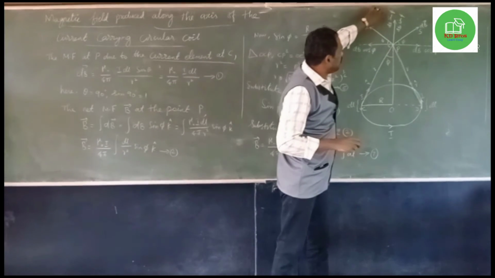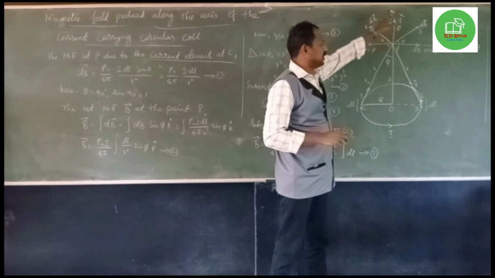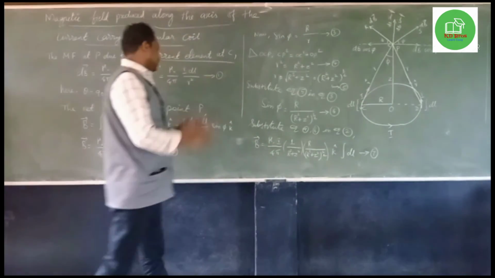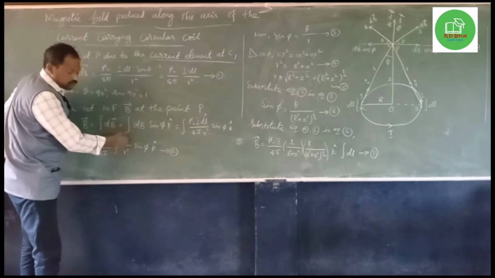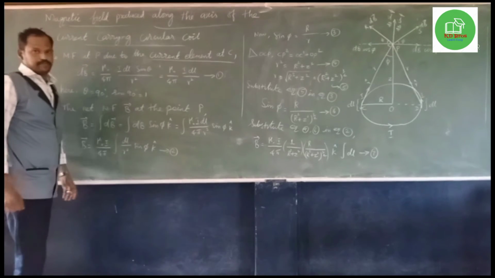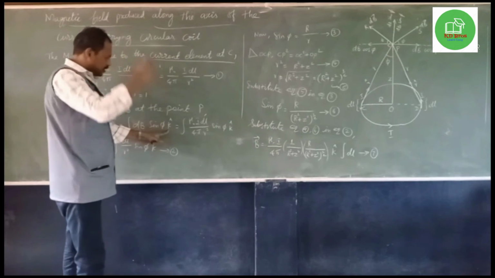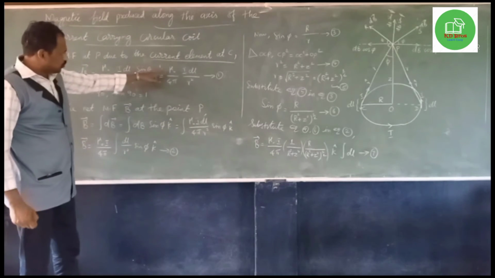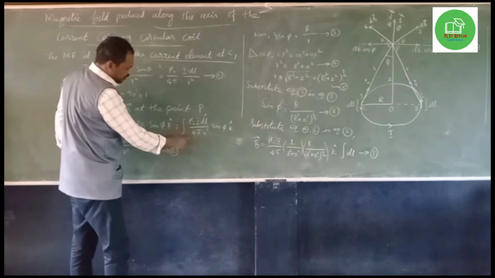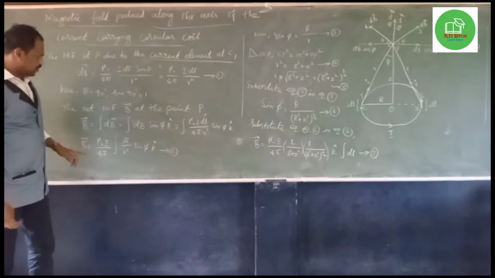Then only dB sin phi alone will be acting along the z direction, and that's why they have represented here integration dB sin phi into k cap. Why have they introduced k cap? Because it will exist along the z direction. Now we have to substitute the dB value here: mu naught I dl divided by 4 pi r square, into sin phi k cap.